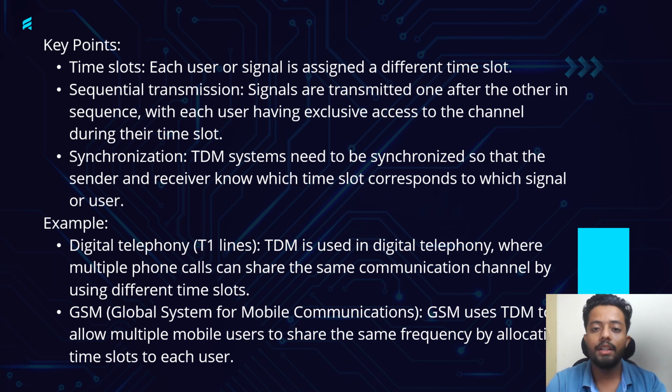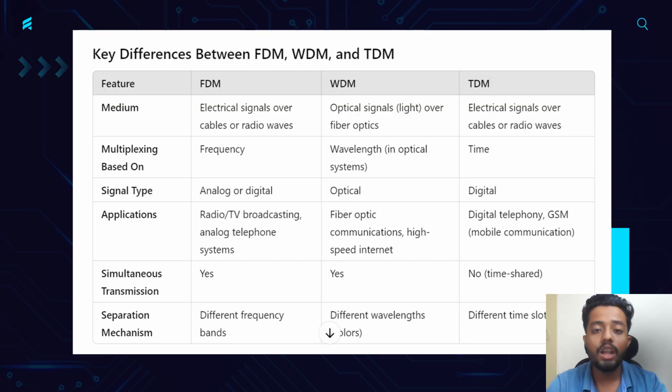GSM, Global System for Mobile Communication. GSM uses time division multiplexing to allow multiple mobile users on the same frequency by allocating different time slots to each user. Here are some key differences between frequency, wavelength, and time division multiplexing.